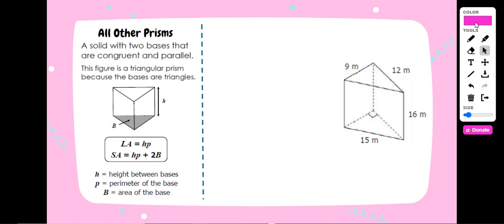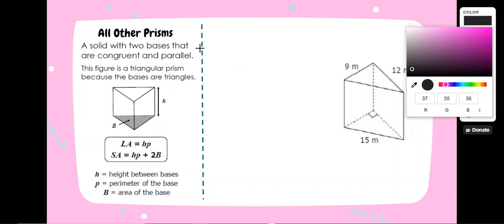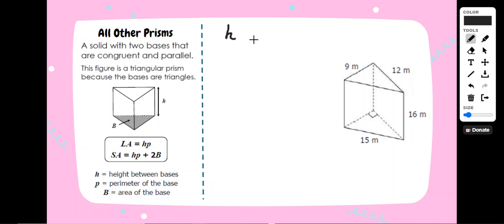Again, this is going to be one where you want to identify each of the variables that you need before you start your calculation, right? My surface area formula includes height, it includes perimeter of the base, and I'm going to need area of the base.